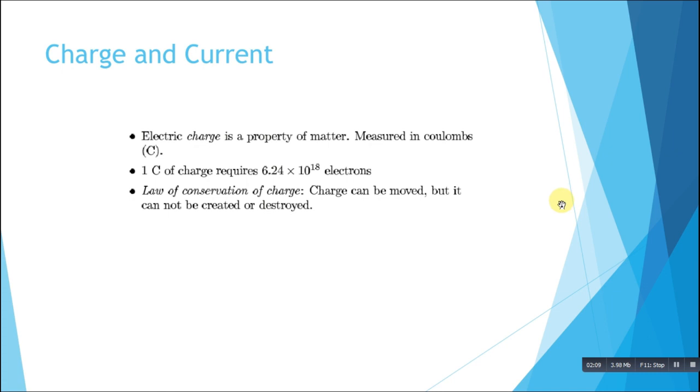Now, electric charge. Electric charge is the property of matter. It is measured in coulombs, and 1 coulomb of charge requires 6.24 times 10 raised to the power 18 electrons. There is a law of conservation of charge which states that charge can be moved but it cannot be created or destroyed.